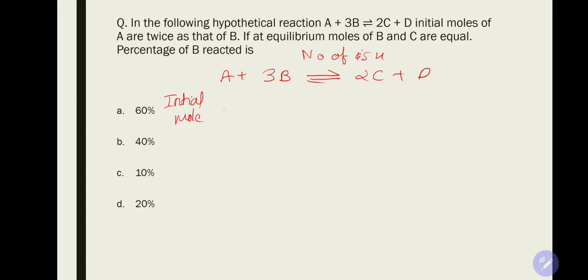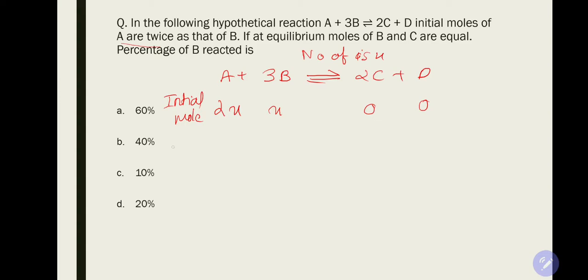Okay, so what can we say? The initial moles of A will be 2X, which is twice that of B, since they have given that A is twice that of B. B will be X, so A will be 2X. And of course, initially the number of moles of product will be 0.